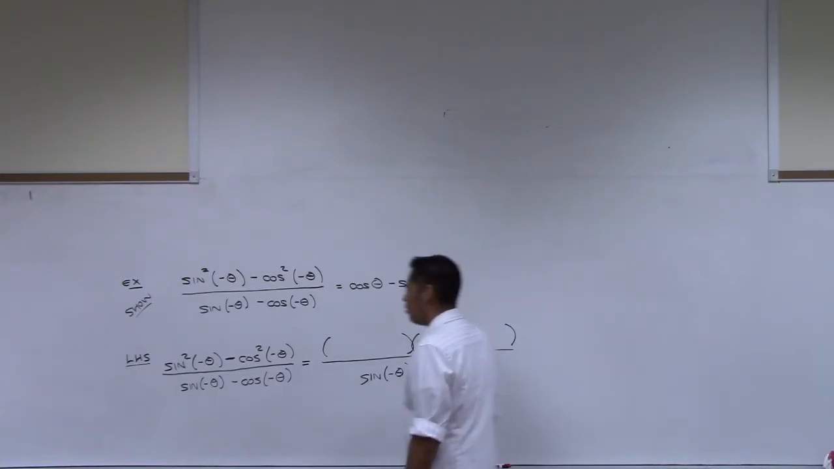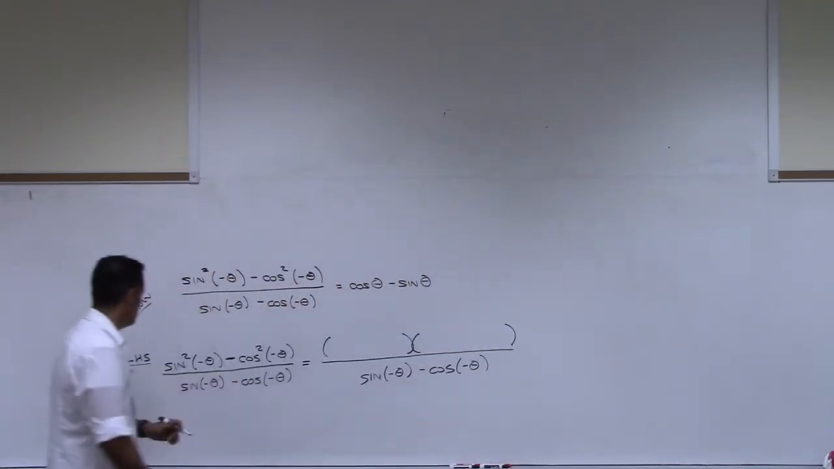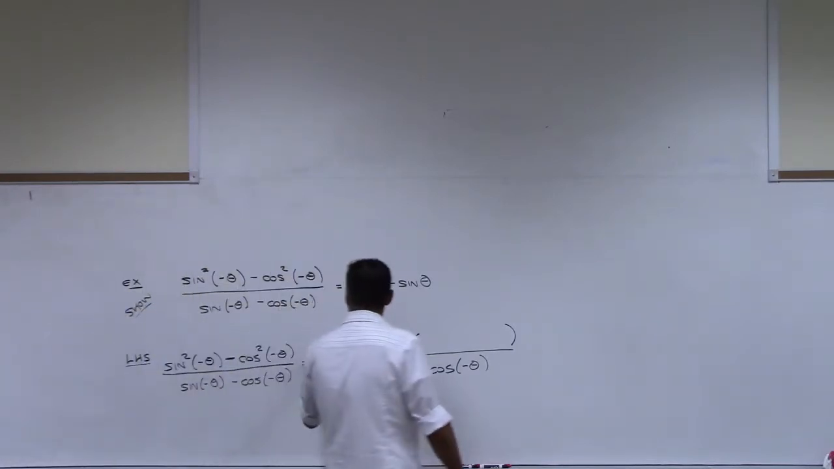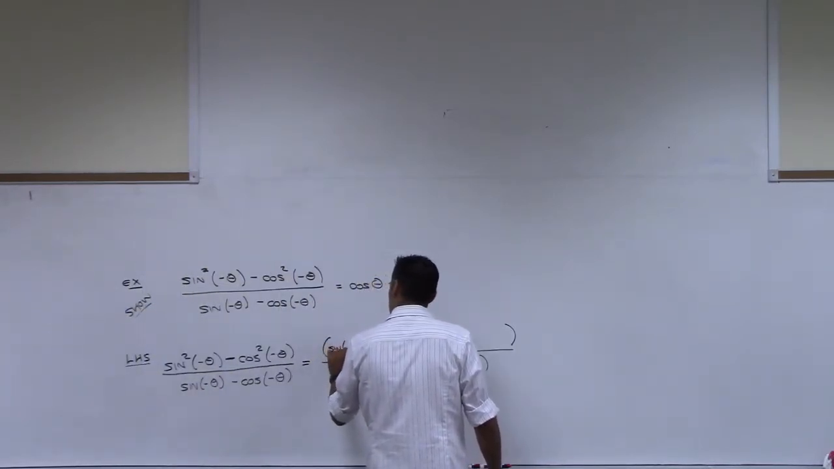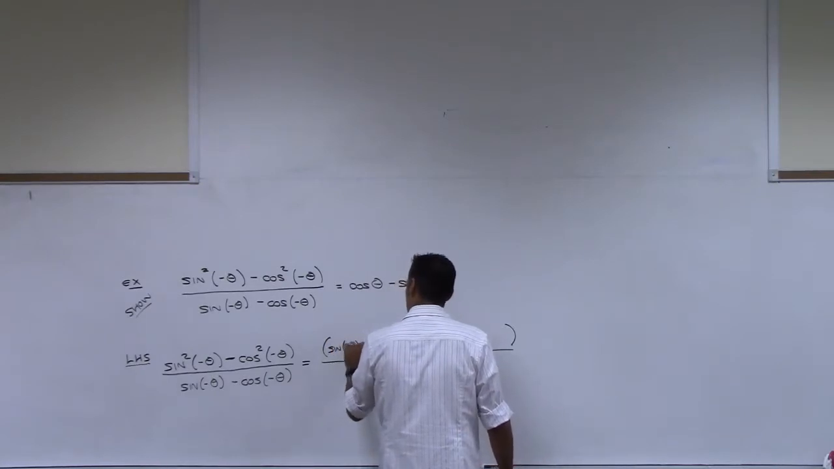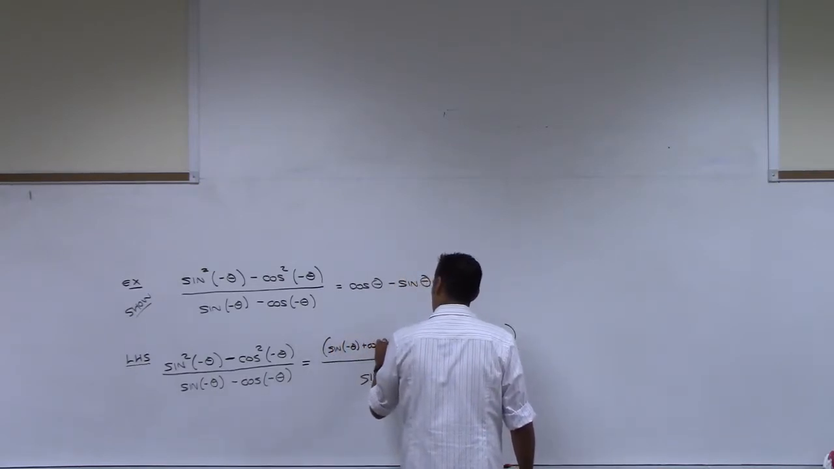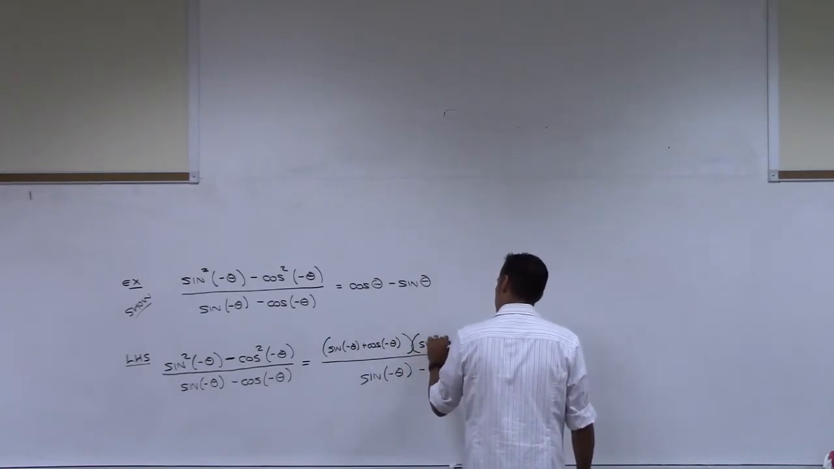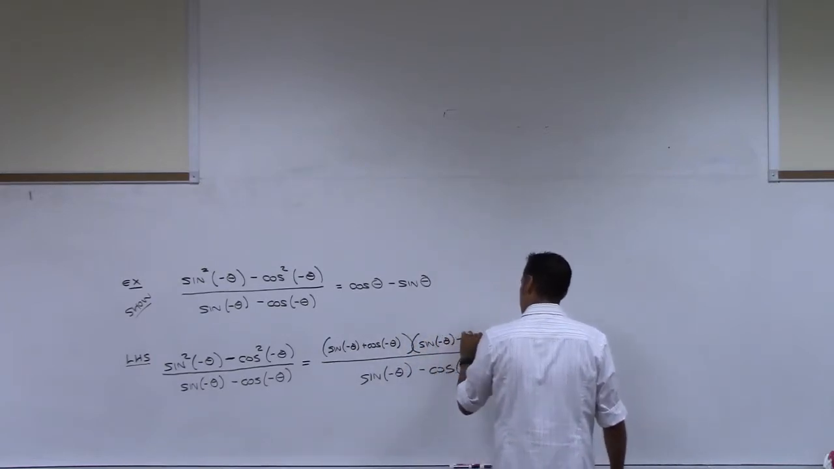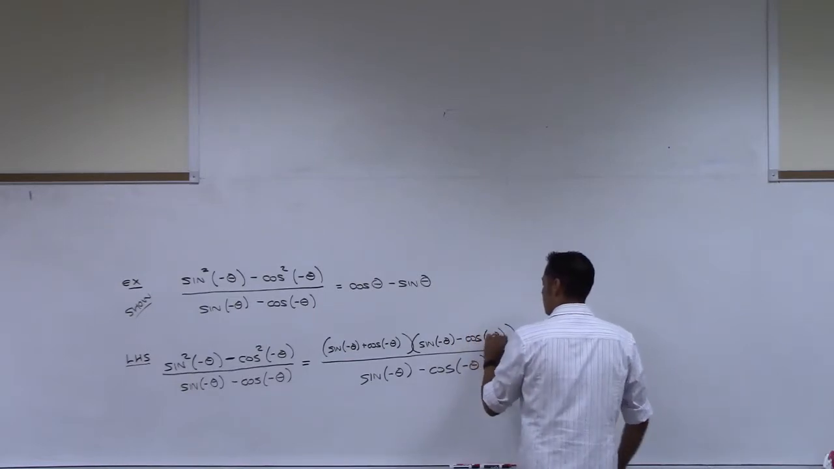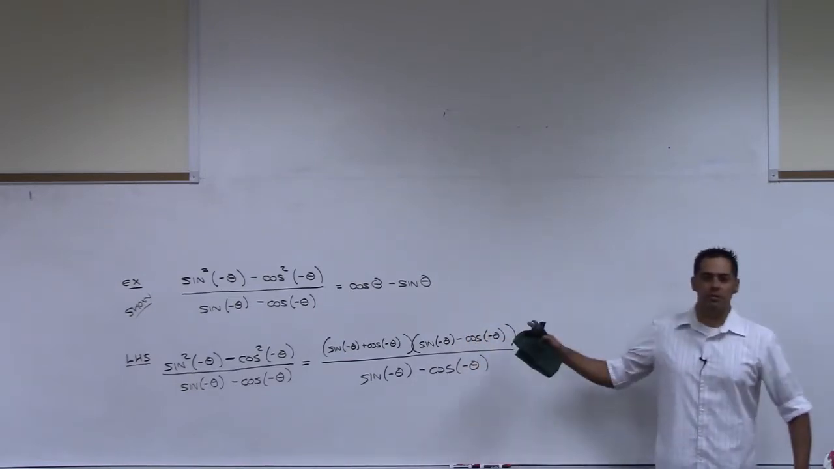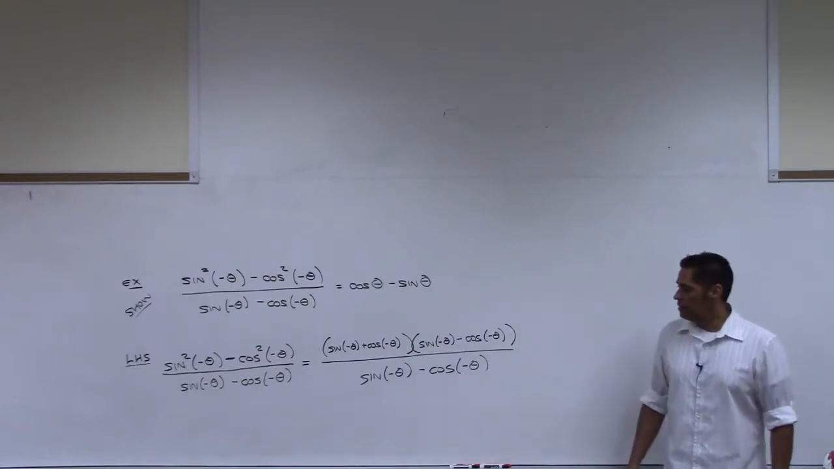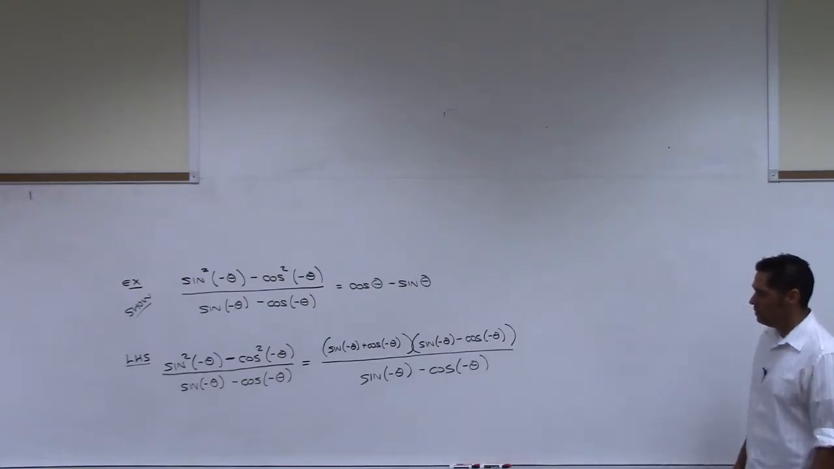Okay, and so what does the top become? Sine plus cos. Sine of negative theta plus cosine of negative theta, and then sine of negative theta minus cosine of negative theta. Does everybody see that difference of squares? You sure? Okay. Does that help at all?